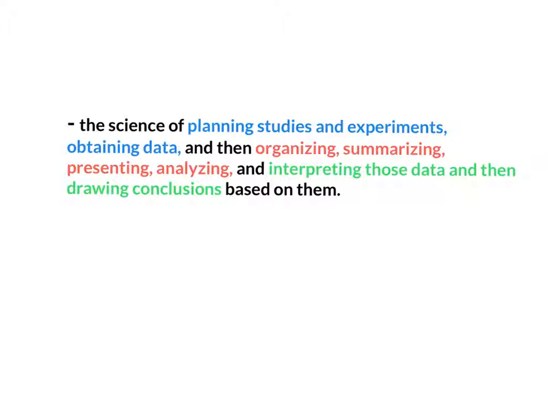First of all, the definition of statistics: the science of planning studies and experiments, obtaining data, then organizing, summarizing, presenting, analyzing, and interpreting those data, and then drawing conclusions based on them. That's a lot of stuff. Notice I put those different colors. Really, we're going to have three parts to our class. The blue part, what we'll do first, where we plan studies and experiments and how we get the data. Then we're going to organize them, summarize them, present them, analyze them, and last of all, we're going to interpret them and draw conclusions from what we found. So that's pretty much what stats is, those four areas.